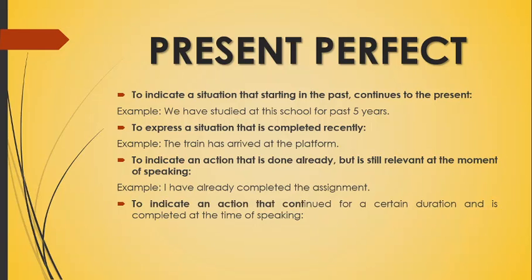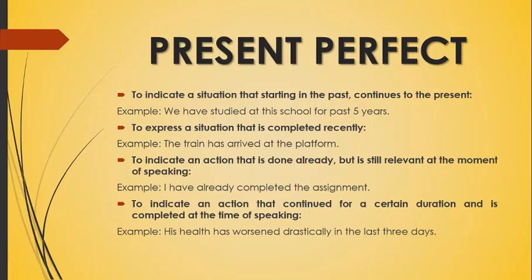Now, to indicate an action that continued for a certain duration and is completed at the time of speaking, something that continued for some length of time. As you remember, we said perfect aspect indicates actions or situations which are completed and bounded in time. So the action continued for a certain duration and is completed. For example, his health has worsened drastically in the last 3 days. So his health condition has gotten worse, and it has gotten worse over a duration of the last 3 days. It is completed at the time of speaking. So that's what present perfect is all about.